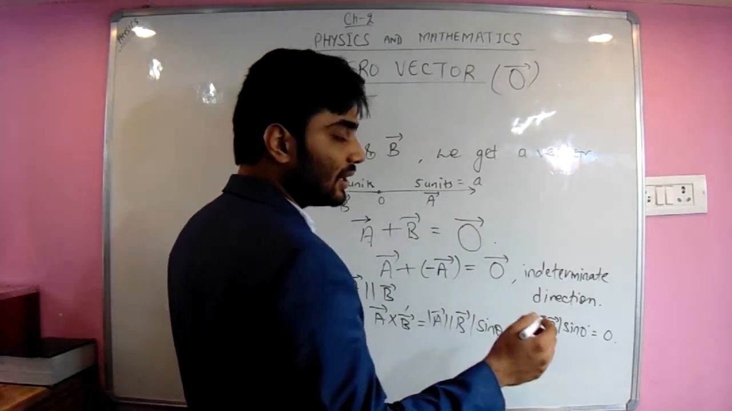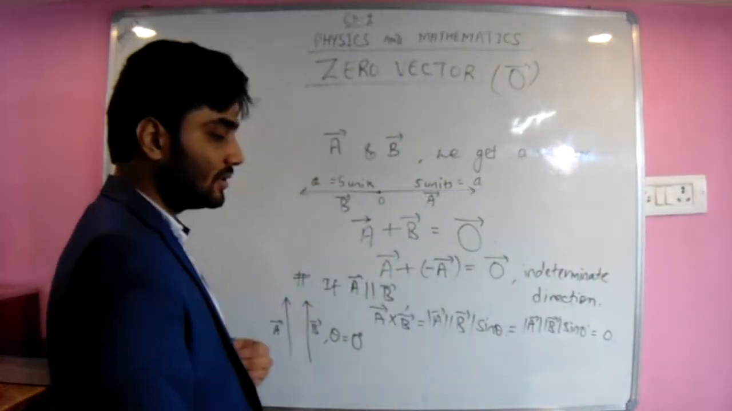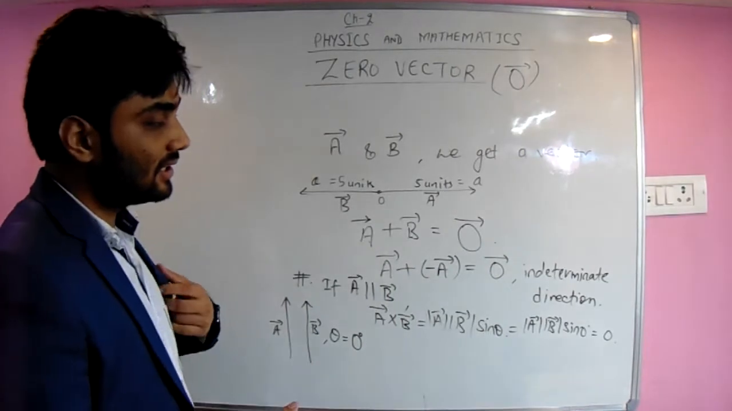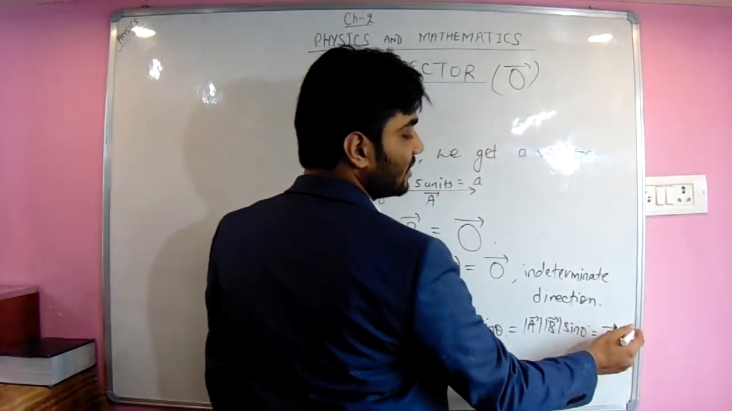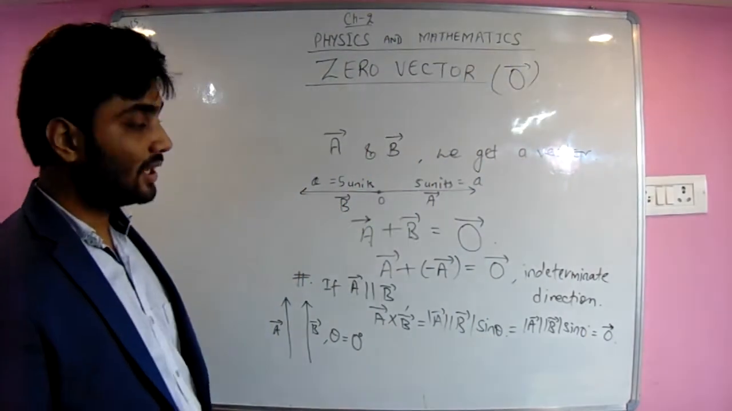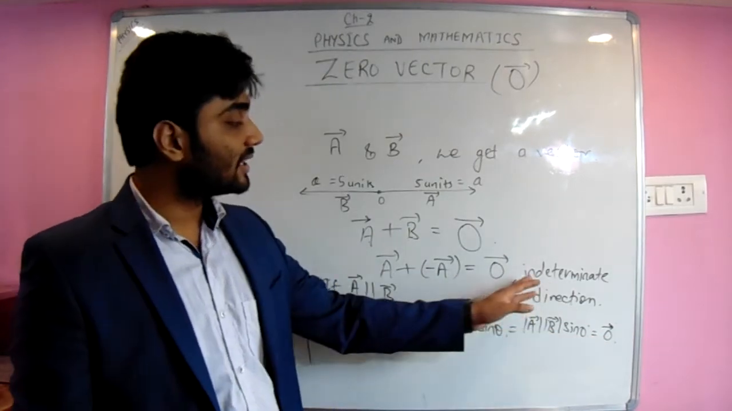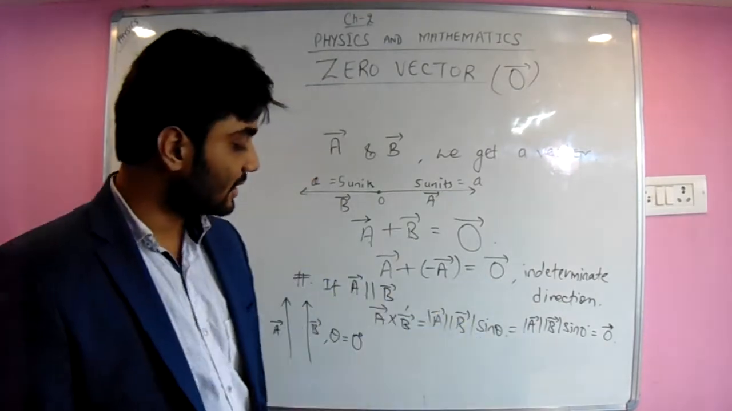So what does this give? The total magnitude is 0. This is called a zero vector. We learned that zero means zero. This becomes zero because the zero vector has some direction, but indeterminate direction, and this is called the zero vector.